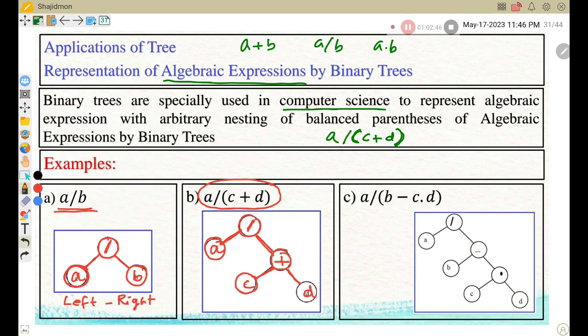Now you can see another example: a divide b minus c multiply d. Correct? c multiply d. So first we need to do this one, c multiply d. You can see here c and d, here it is multiply, dot means multiply. So c multiply d first. After that b minus. So you can see b here and minus here. So b minus we represented. After that a divide. So a here and divide here. So a divide b minus c multiply d we can represent by using a binary tree like this one. Hope you understood that one. This is a simple application in the computer representation. Okay, next one.